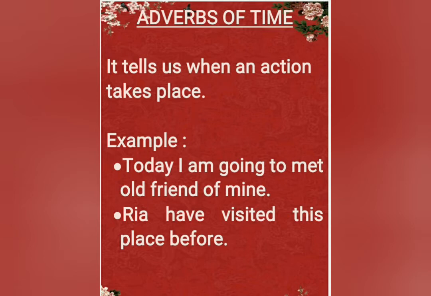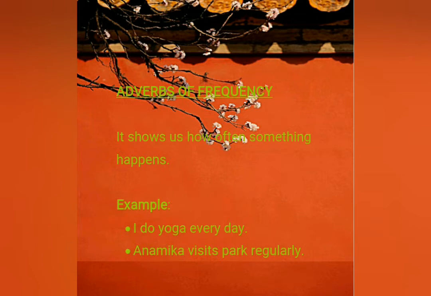Next one is adverbs of frequency. It shows how often something happens or how frequently it is happening. For example, I do yoga every day. In this sentence, the words every day indicate that I am doing something on a regular basis. Anamika visits the park regularly. It also indicates that Anamika goes to the park on a regular basis. It shows frequency, that is, how often something is going to happen.